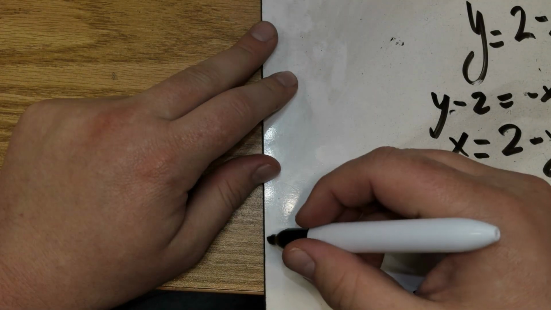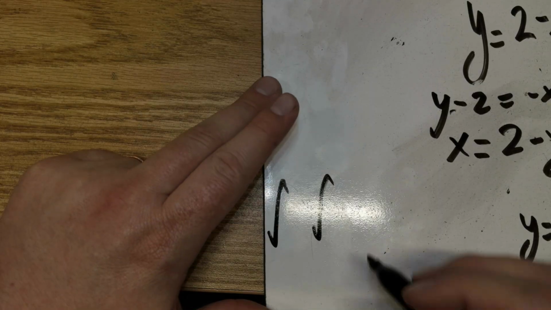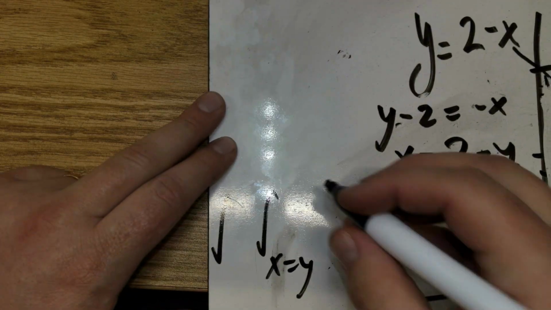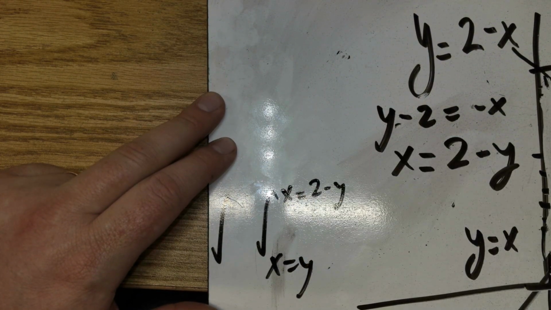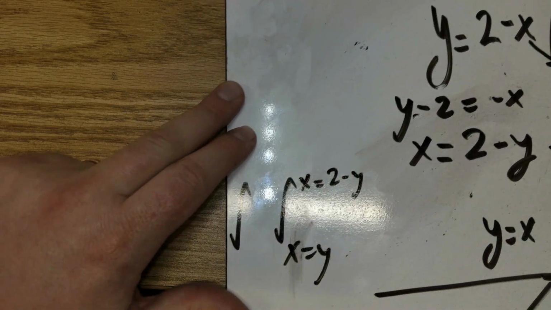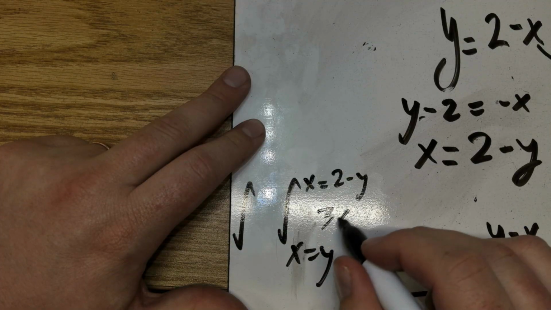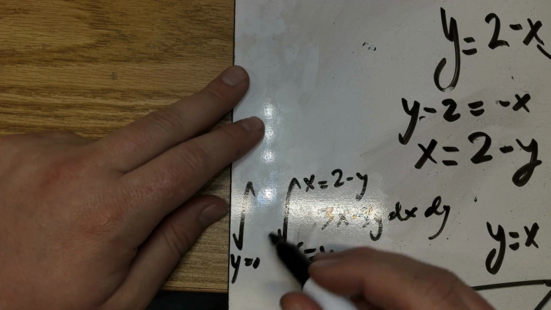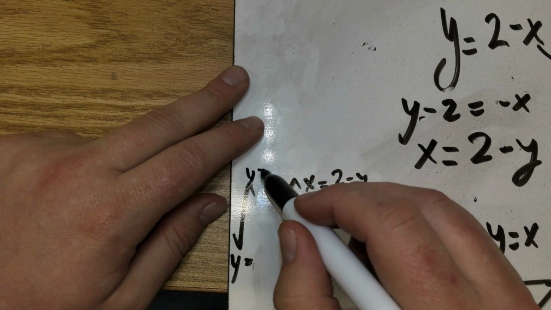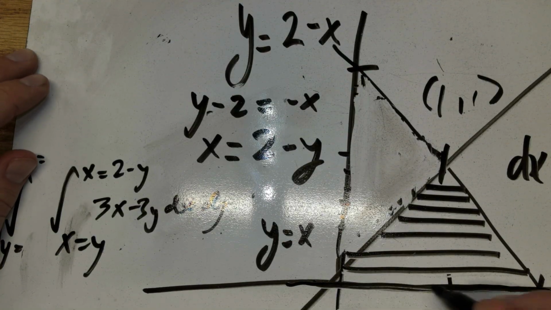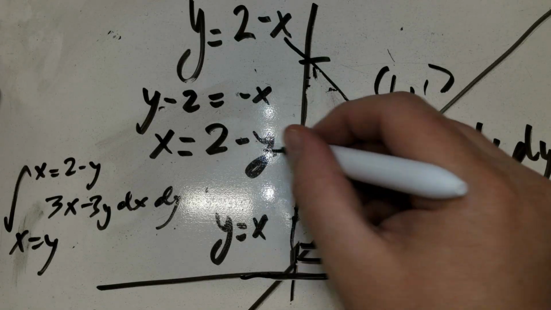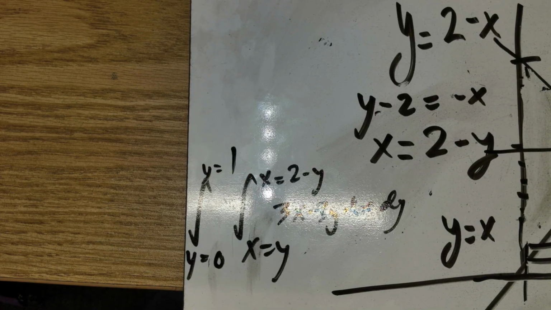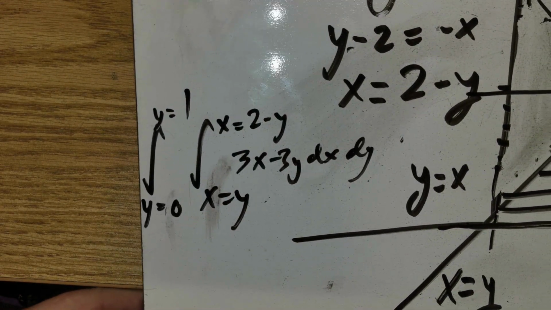Slap these into my double integral, and I'll be pretty happy. x equals y as my lower bound, x equals 2 minus y as my upper bound. Then I would have my integrand unchanged, 3x minus 3y dx dy. I know my y needs constants as bounds, and I see my lowest y value is 0. My highest y value is 1. So my y bounds will go from 0 to 1, and now I am set to integrate.